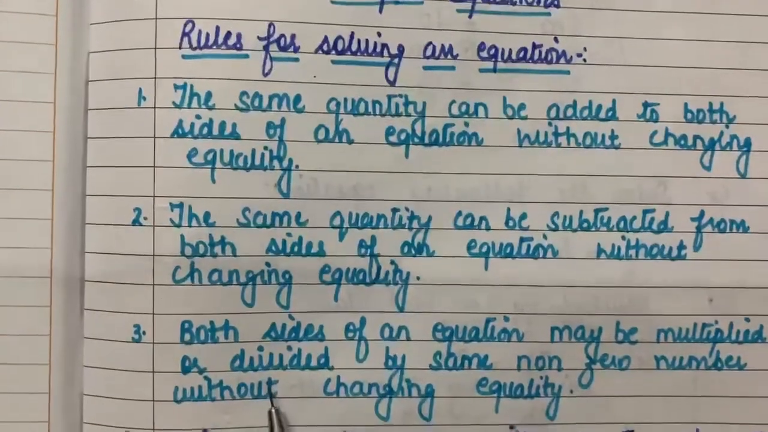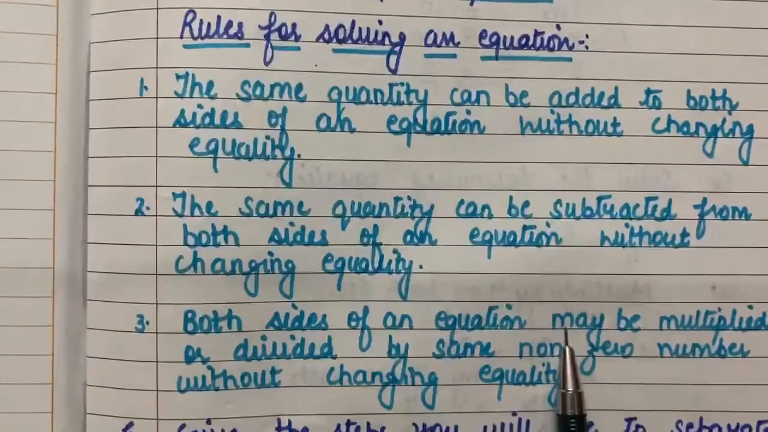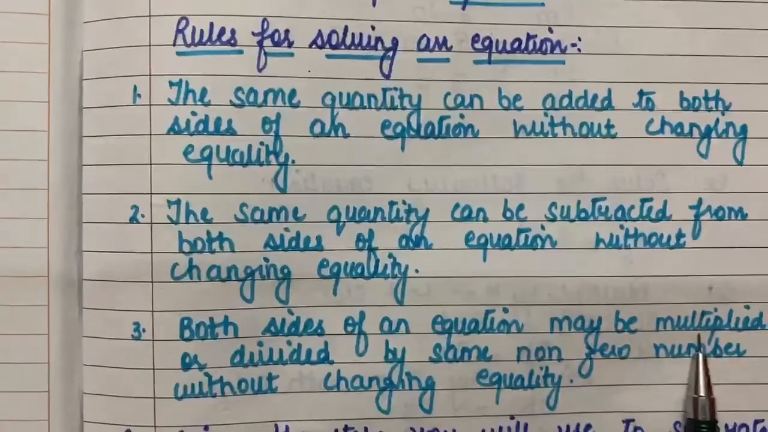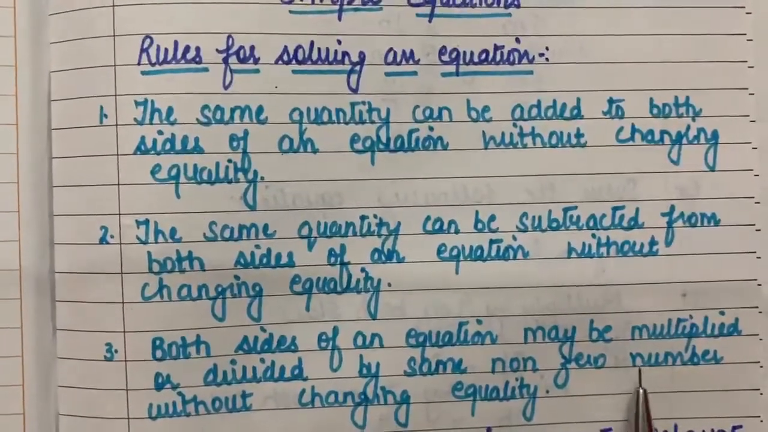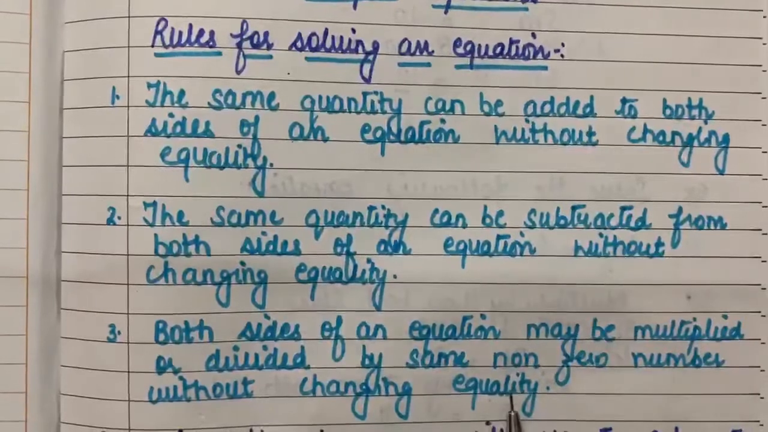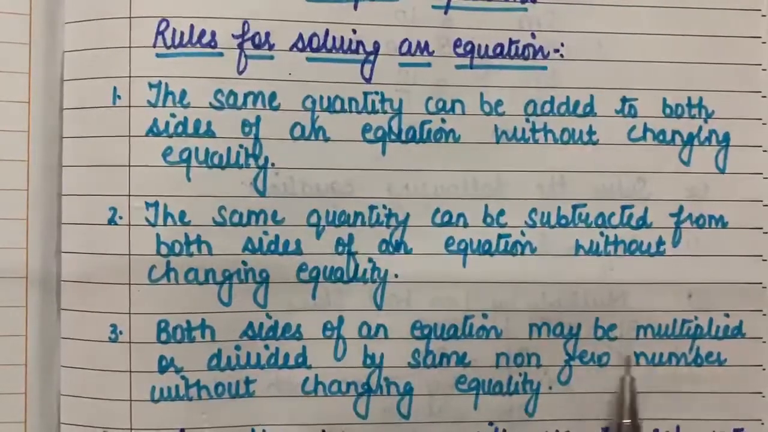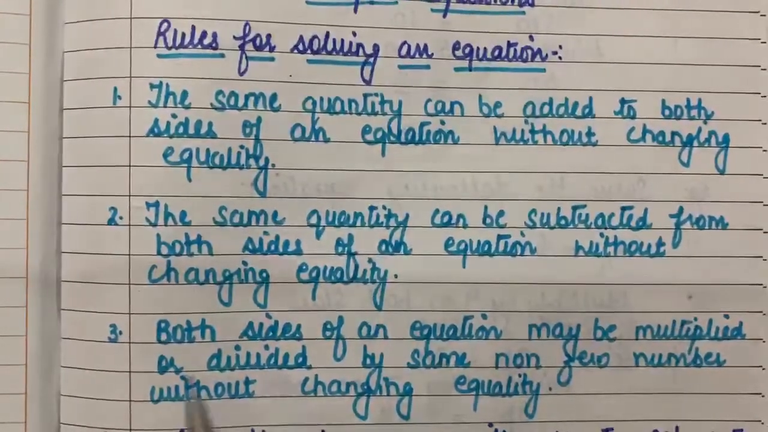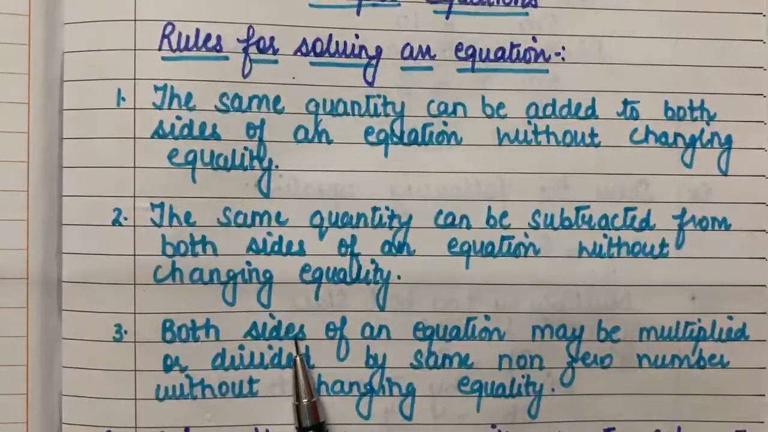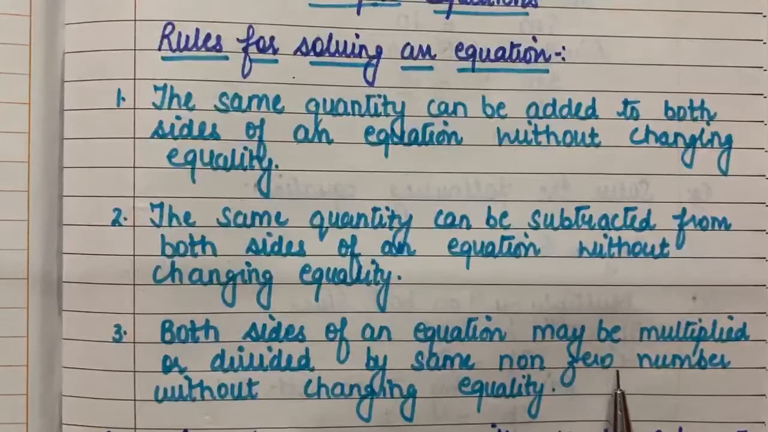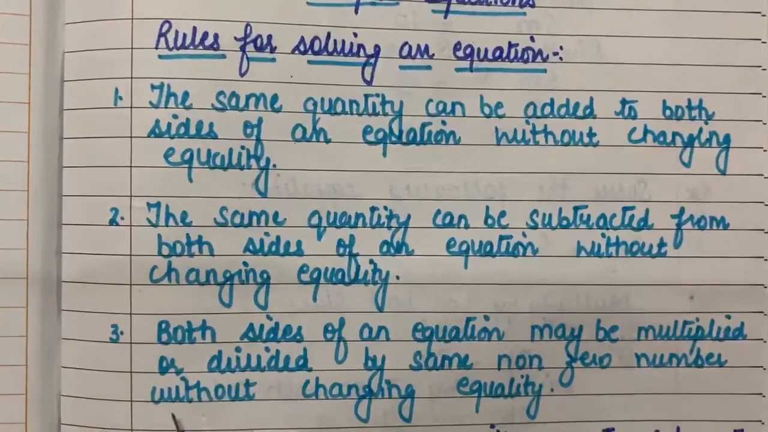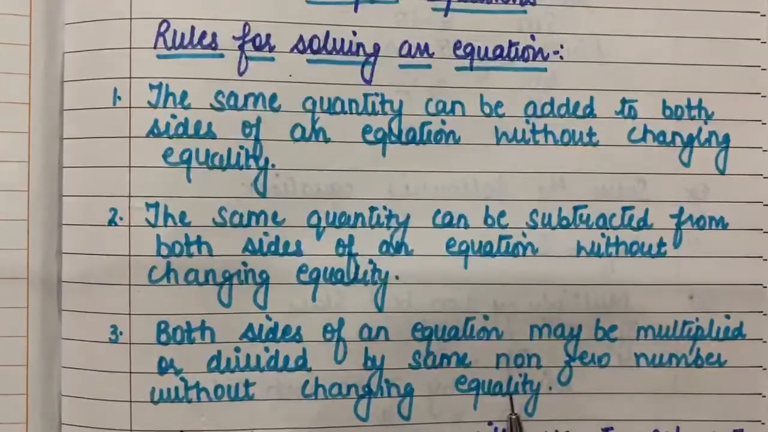Now rule number 3 is both the sides of an equation may be multiplied or divided by the same non-zero number without changing the equality. It means we can either multiply or we can divide both sides, left hand side or right hand side of an equation, by the same non-zero number. It means 1, 2, 3 and so on, but the whole equality of the equation will not change.